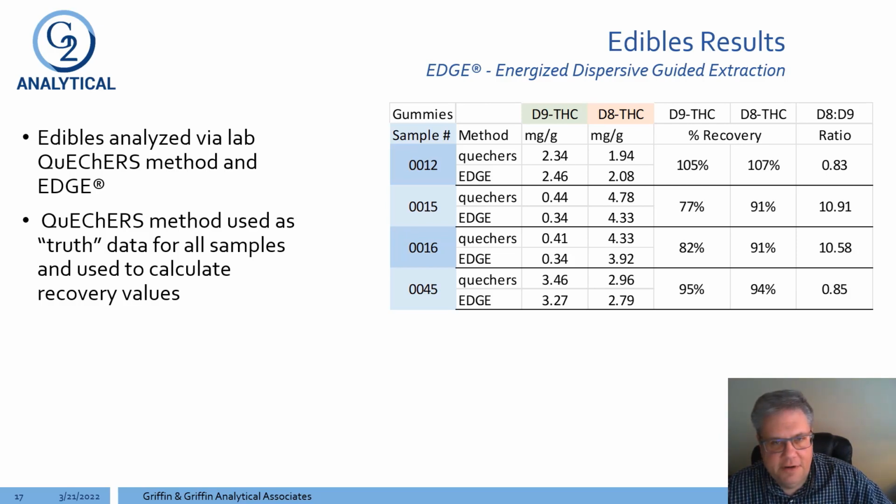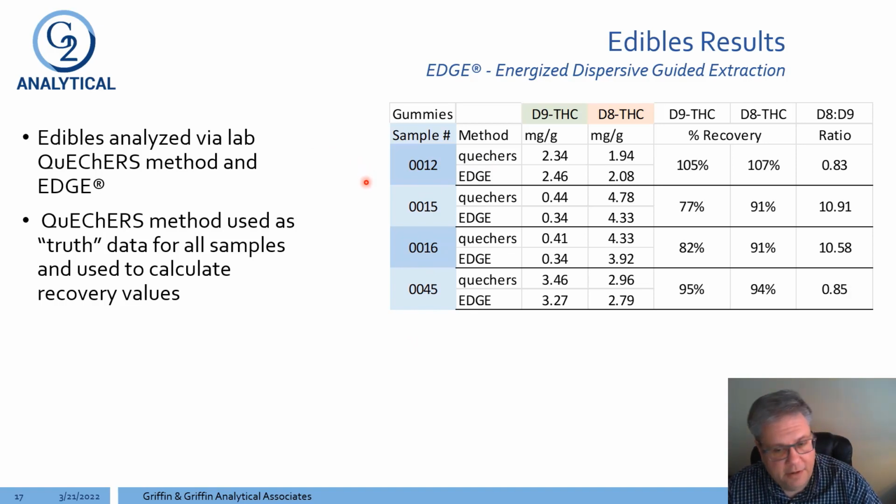This data is from another student from Wingate University who came in to help us with this. And the goal of this project is to take a number of different gummy samples that contain THC or an isomer of THC, and analyze it and compare the QuEChERS method to the Edge method, and see if the Edge method is comparable to the QuEChERS method. And so what we did is we selected these 4 gummies, and we threw them in the minus 20 freezer overnight. We let them freeze as solid as we could.